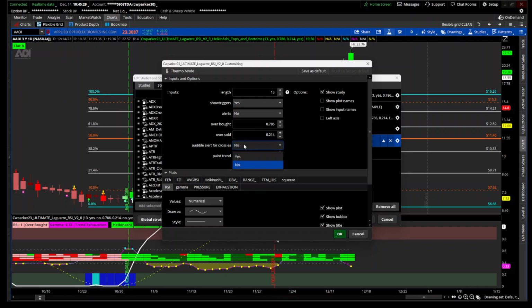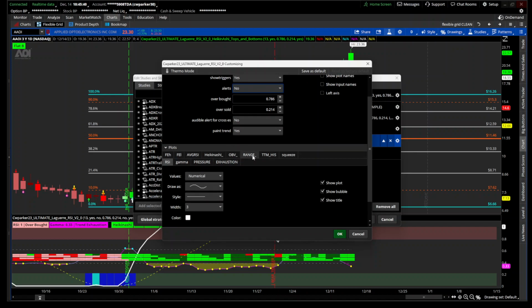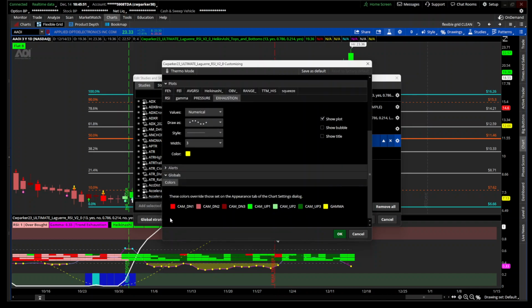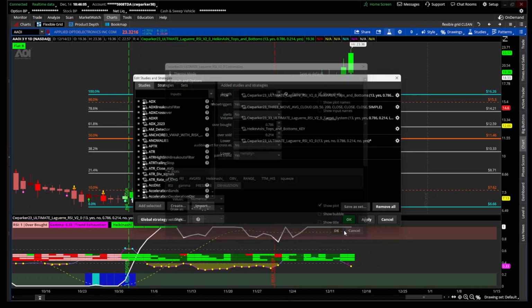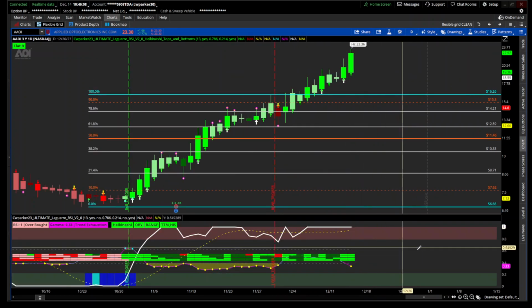You can have audible sounds as well for this indicator. So you can have the alerts on, alerts off. Show the triggers or don't show the triggers. Paint the bars, don't paint the bars. If you don't like the colors I've changed for negative, up and down, you can change those. There's those FE lines. There's the gamma, the pressure dots. You can see where you get the colors, where I just use cam up 1, 2, and 3, and then gamma is just the cloud down there. So those are some of the features of the RSI.